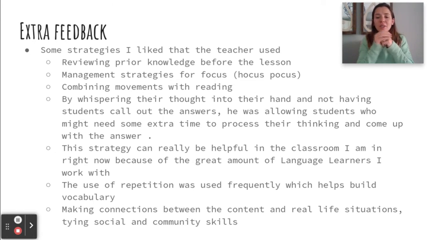So I think, especially in the classroom I'm in this year with a lot of language learners, this will be a very useful tool. I'll run it by the teacher I work with and see what she says.